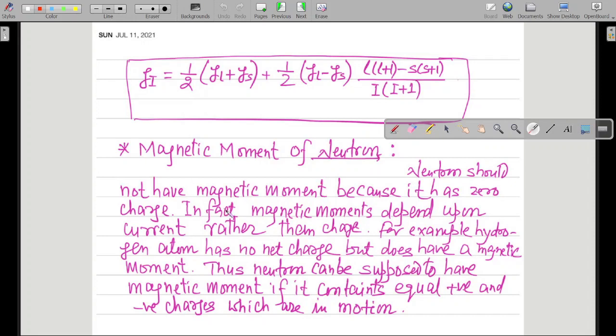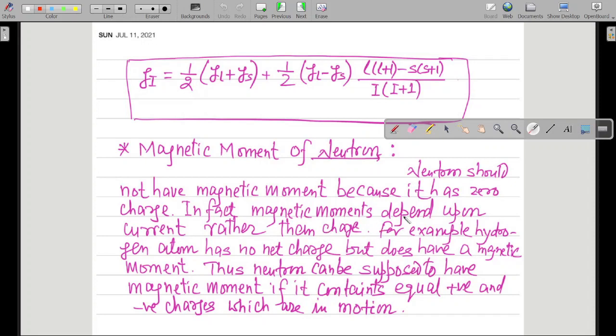So in fact, magnetic moment depends upon current rather than charge. On what factors does magnetic moment depend? Magnetic moment depends on current. It does not depend on charge. Even if something such as neutron has 0 charge, even then if it constitutes the current, then it will have magnetic moment.